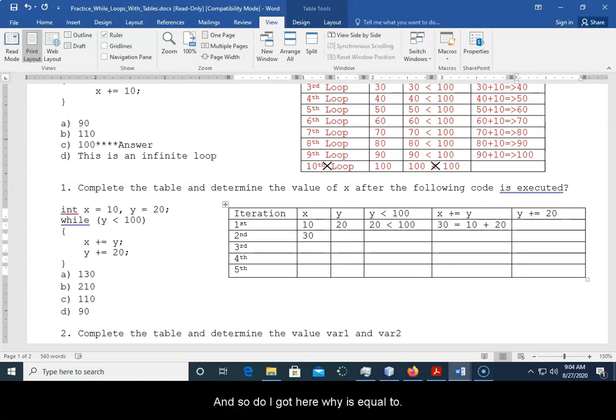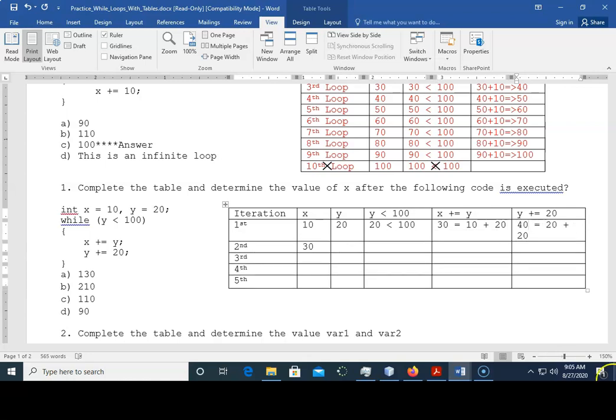And so what do I got here? y is equal to 20 plus 20. So y is now 40. Okay. And so y becomes 40.